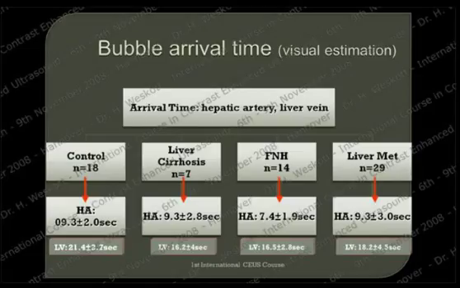So this is the control group, and if you look at patients with liver cirrhosis, you see that the arrival time is nearly the same, and a bit shorter in the patients with FNH, and we think that is due to the fact that the patients with FNH are mostly very young. So we also see that when patients get older, the arrival time is a bit later. And in liver mets, arrival time is also the same. But when you look at the arrival time in the liver veins, then you see that in liver cirrhosis, arrival time was 16 seconds, FNH also 16, liver mets 18.